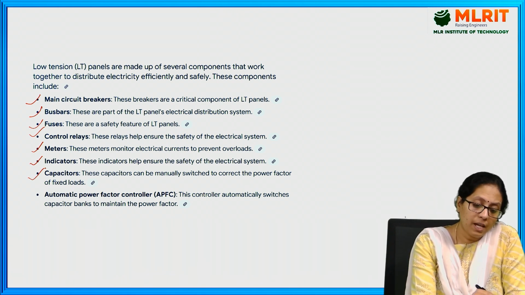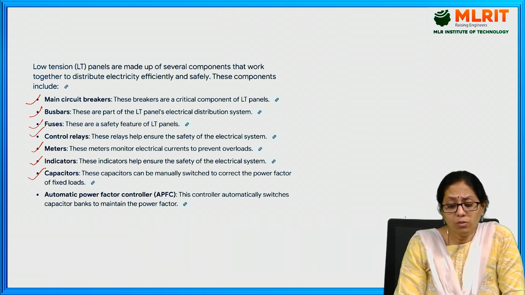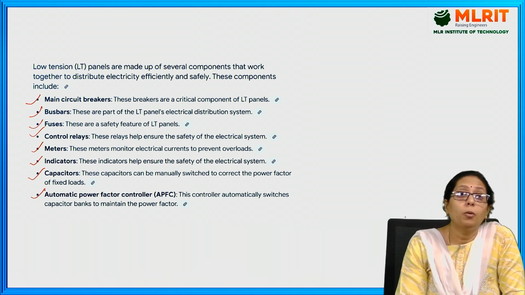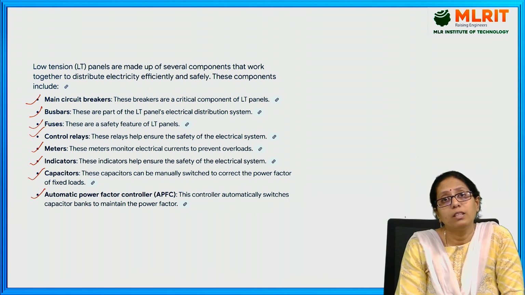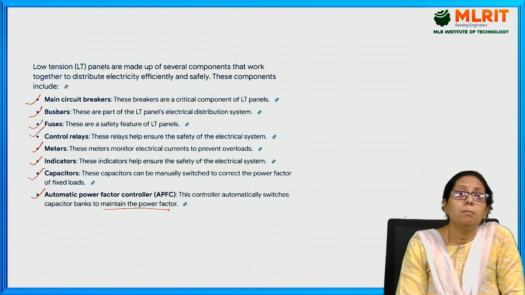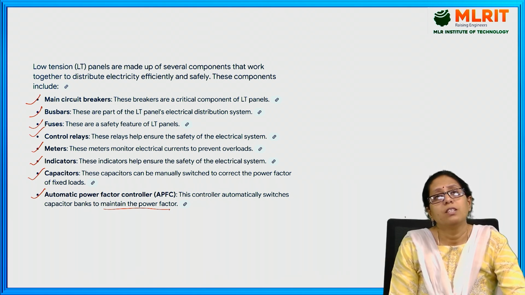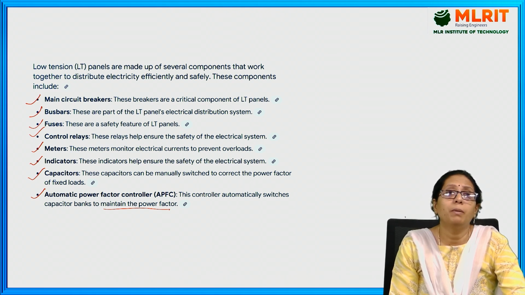Next one is capacitors in order to do the power factor correction. In order to improve the power factor, different types of capacitor banks may be connected near the different loads. Next one is automatic power factor controller, that is APFC. This controller automatically switches the capacitor banks to maintain the power factor. So these are the different important components which are being connected to these LT panels.